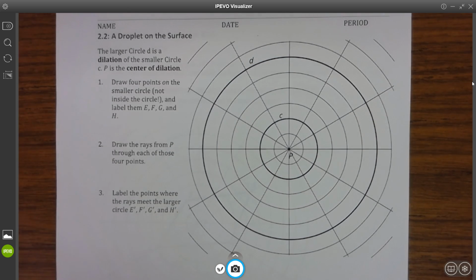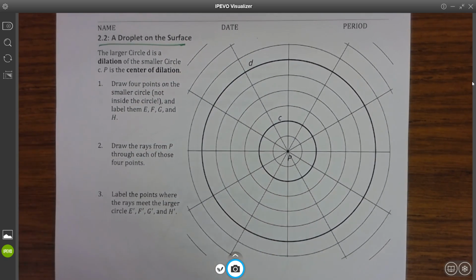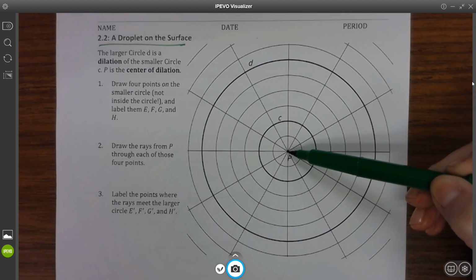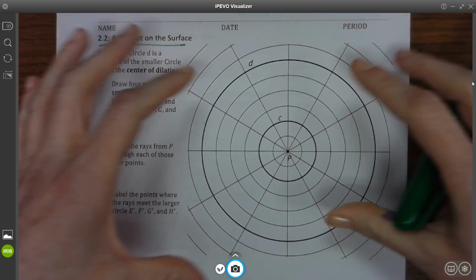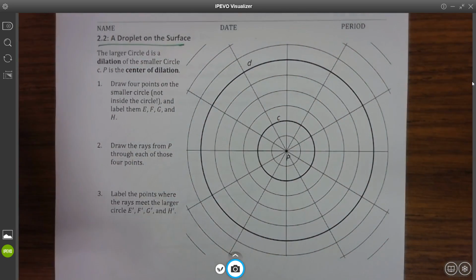Section 2.2, a droplet on the surface. So if you've ever seen on TV or in person a pond and a water drop falling on the pond, and imagining what happens when that water drop falls on the water, there's a little bit of a ripple effect, right? And you can kind of think of this circular grid as that ripple effect. Here's our rock or drop of water that fell into the pond, and then we have a ripple that extends out. So this is our center, and everything extends away.